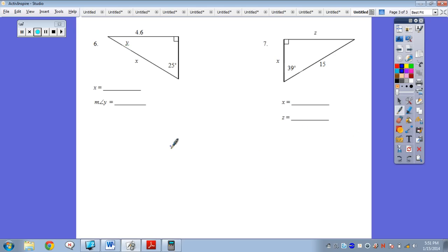Alright, the last two on this page. Number 6. You're looking for angle y, and you're looking for the hypotenuse of the triangle. Well, you already have two angles of the triangle, so it should be easy to find out angle y, since they all add up to 180 degrees. So I subtracted this 90, subtract the other 25, leaves us with 65. So you've got angle y is 65 degrees.